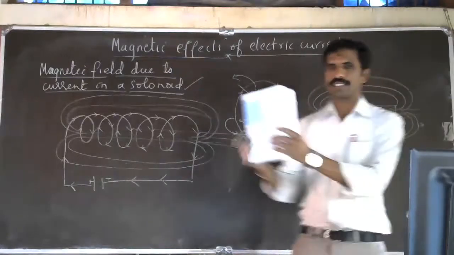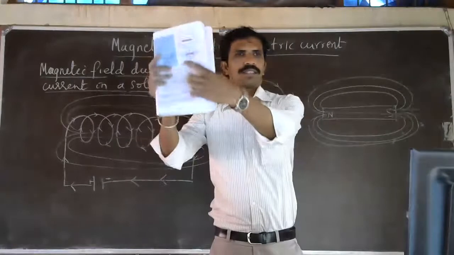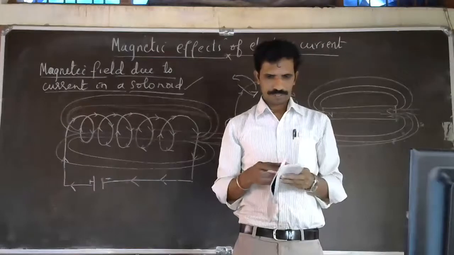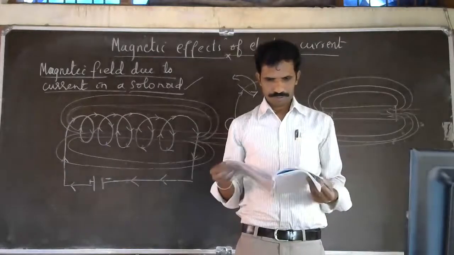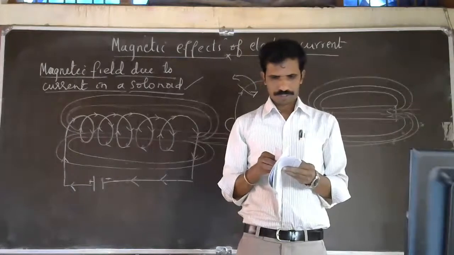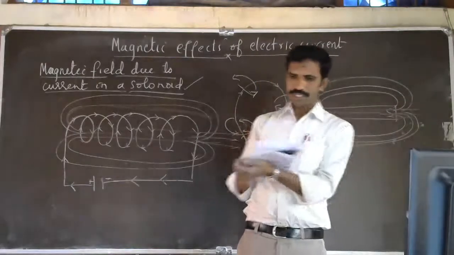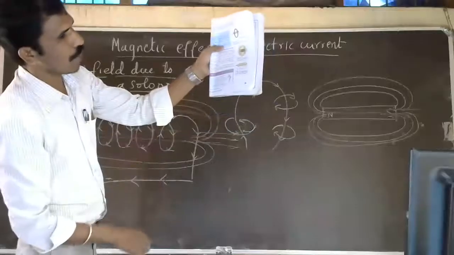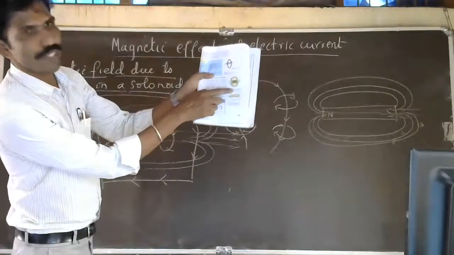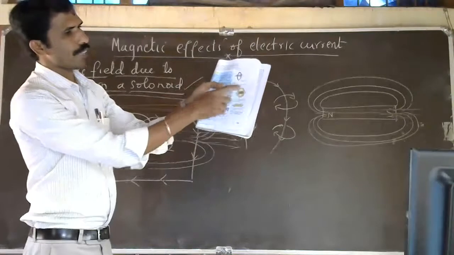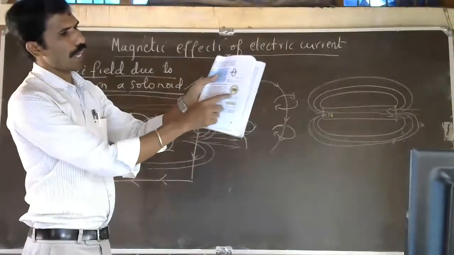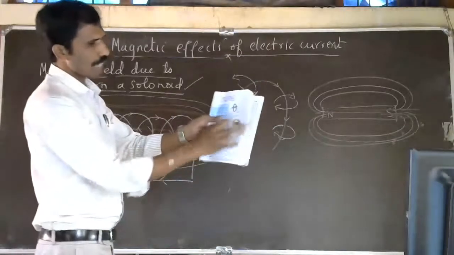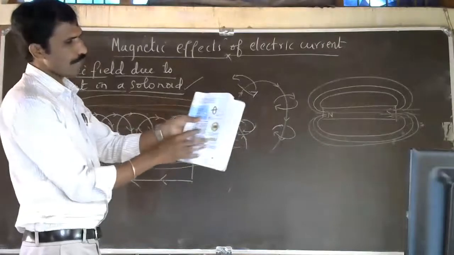Go through the textbook. This tells about the bar magnet, and here they have given about the solenoid. See, this is the magnetic field in a solenoid. This is page number 123, figure number 13.10. You can see here the magnetic field produced in a solenoid. It looks like a bar magnet only. This solenoid acts as a bar magnet. Understood? This is how it is produced.